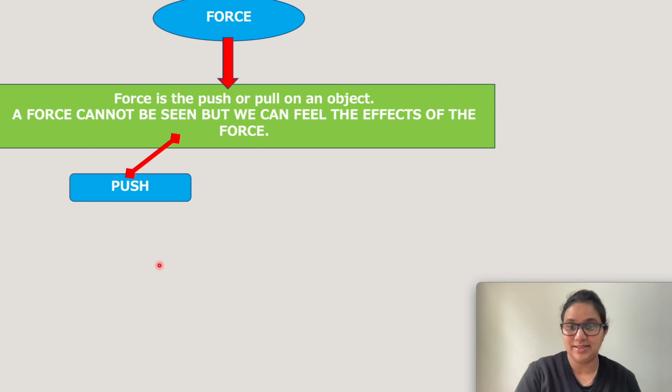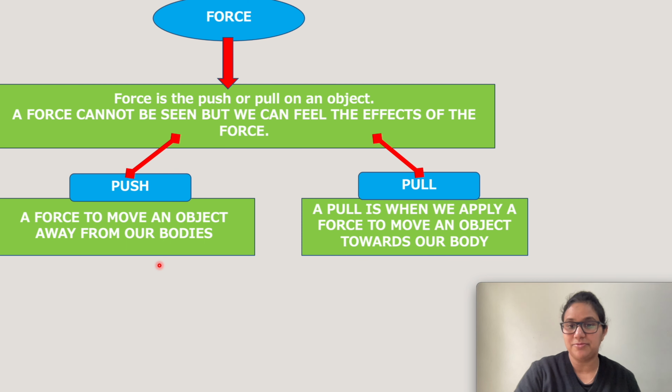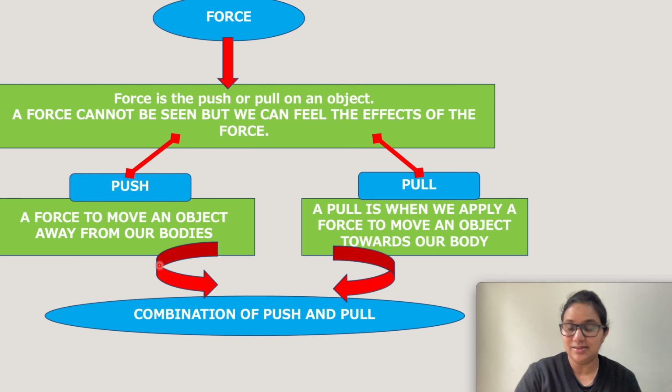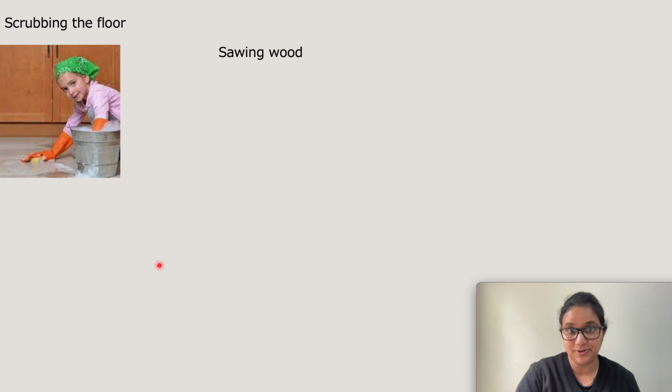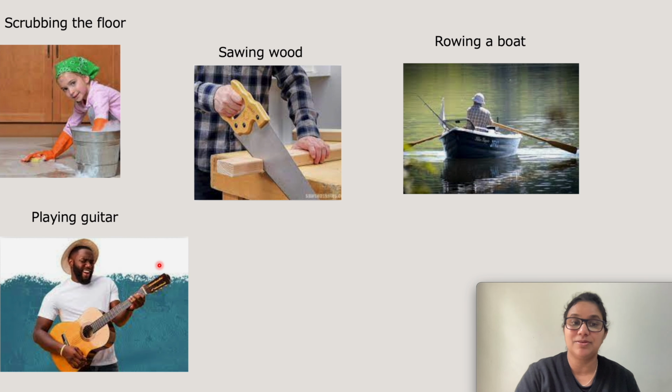So either it is a push or pull. Push is nothing but a force to move an object away from our bodies. That is, we are pushing away. Pulling is when we apply force to move an object towards our body. So in general, force is nothing but the combination of push and pull. So you might have heard about push-pull trains. Scrubbing the floor, sawing wood, rowing a boat, playing guitar are examples of a combination of these forces.